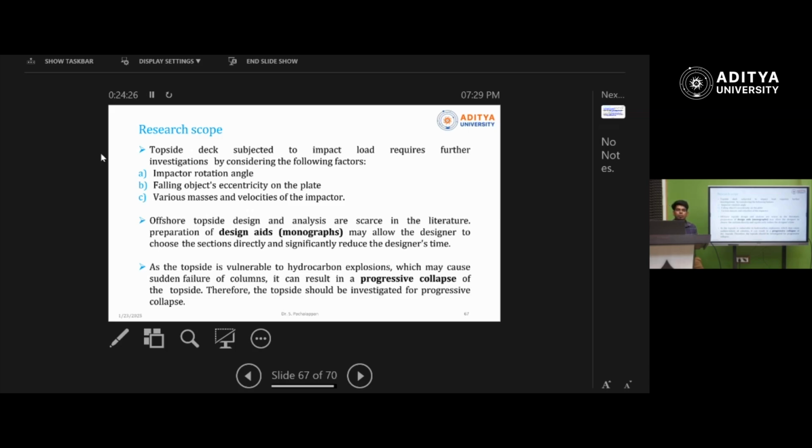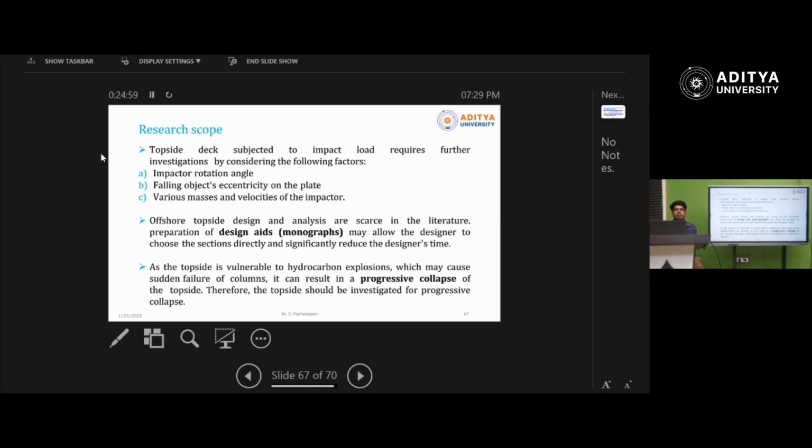And also, if you produce design aids for the functionally graded material, they need not analyze while they are designing the offshore structure. Simply they are going to see, okay, for this cross section, this is the maximum deflection, this is the maximum load it can resist, and this is the von Mises stress failure criterion. Directly they are going to pick that section. So if you produce the design aids, nomographs, that is also one of the design research scopes.